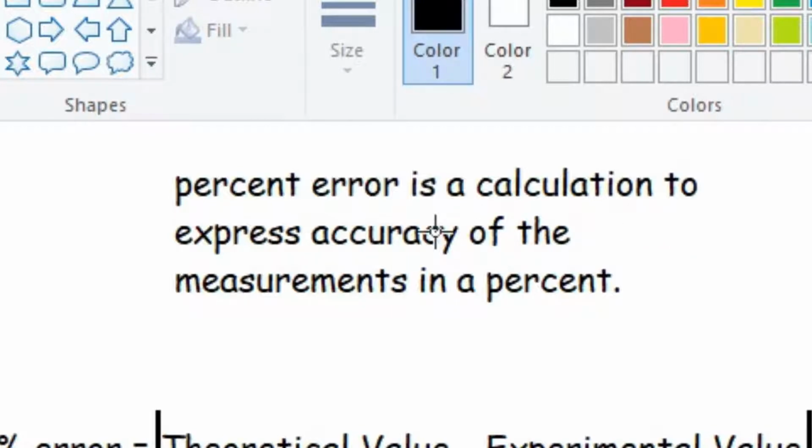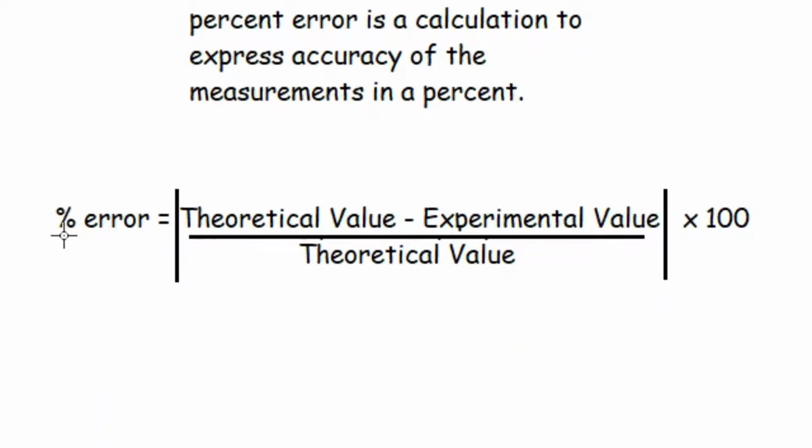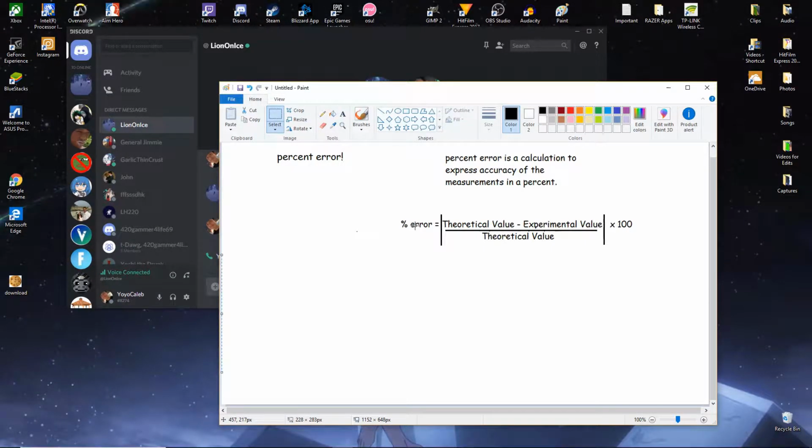Alright, so the next topic is going to be percent error. Percent error is a calculation to express accuracy of a measurement in a percentage. The formula is going to be the percentage of error is equal to the theoretical value, which is the value that you've calculated, or the given value of what you're supposed to get, minus the experimental value, which is the value you actually got in your experiment, over the theoretical value. You take the absolute value of that, and you multiply it times 100, and you have your percent error.